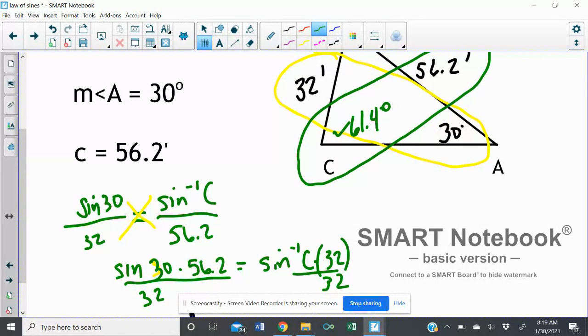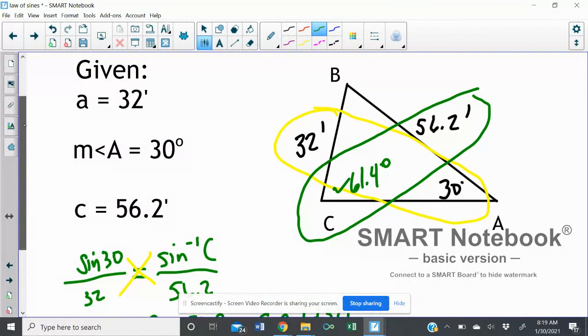Degrees. Okay. Now it says to solve for the whole triangle, right? So we can use that information here. This plus this minus 180 would give me, what do we have? 88.6 degrees. The angles of a triangle add up to 180. All right, so we still need to find little b.